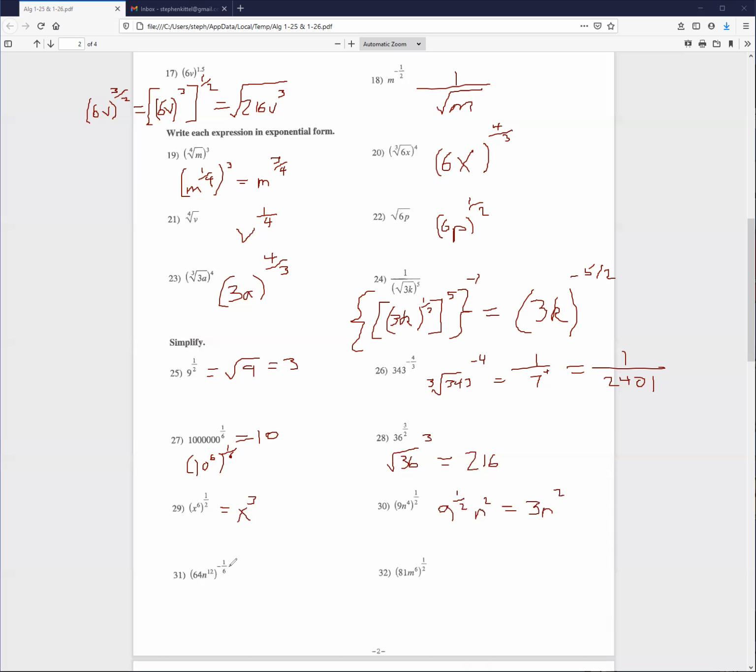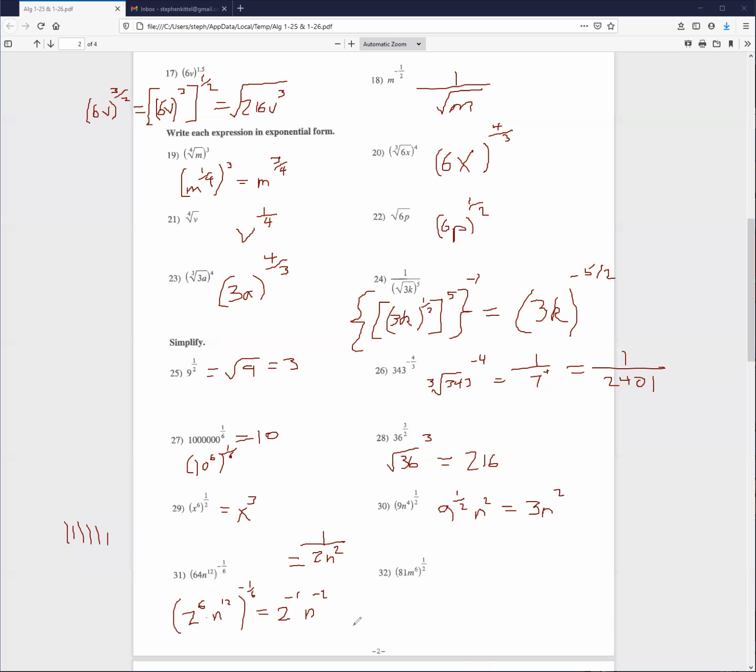64, n to the 12th, negative 1 to the 6th. All right. So that sounds daunting, but 64 is a power of 2. What power is it? Well, let's count on our hands. 2, 4, 8, 16, 32, 64. 1, 2, 3, 4, 5, 6. Oh, it's 2 to the 6th. So we have 2 to the 6th times n to the 12th to the negative 1/6. So if we were to simplify that, that's 2 to the negative first, n to the negative second, or in other words, it's 1 over 2n squared.